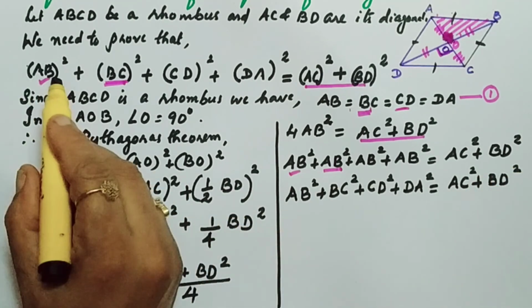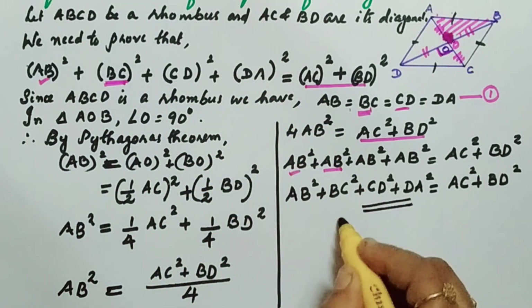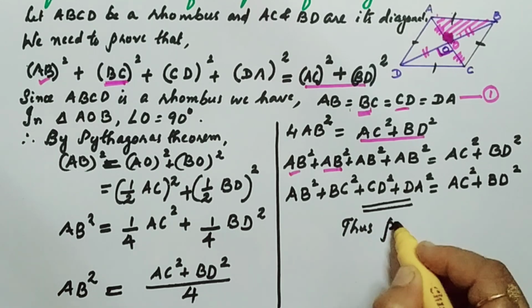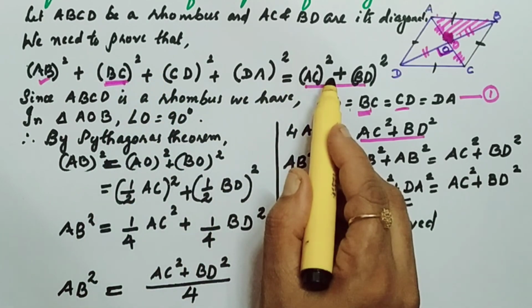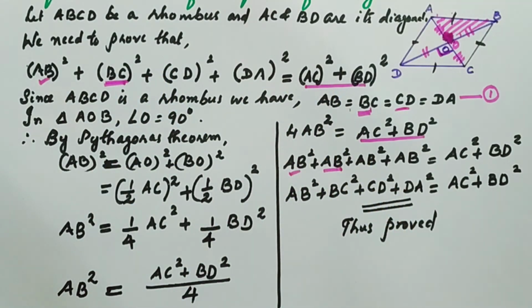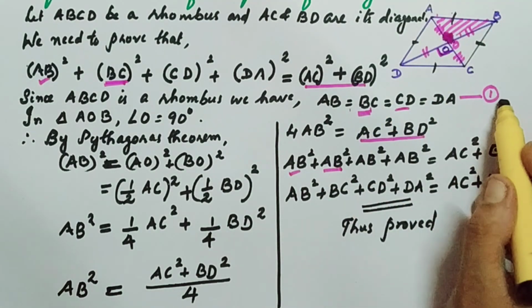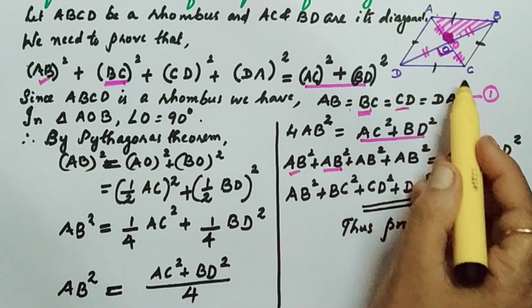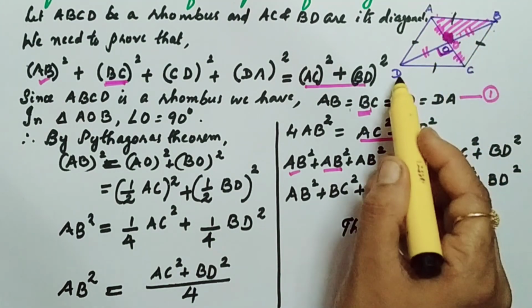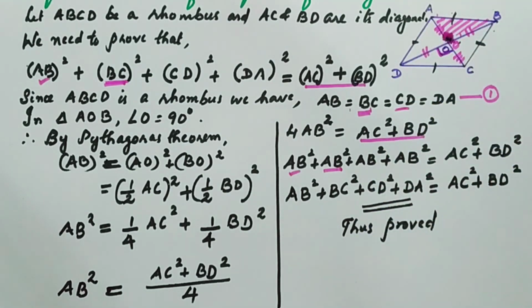Now look at the result. AB square plus BC square plus CD square plus DA square equal to AC square plus BD square. Hence proved. A very simple and interesting question. Just write first what we want to prove. Just remember only two properties of a rhombus. One, all the sides are equal. Take it as equation number 1. And the second is diagonals of a rhombus bisect each other perpendicularly. Means that AO equals half of AC and BO equals half of BD. Since the angle is 90 degree, apply Pythagoras theorem in triangle AOB, and you can prove the result.